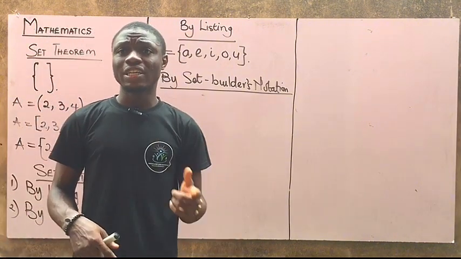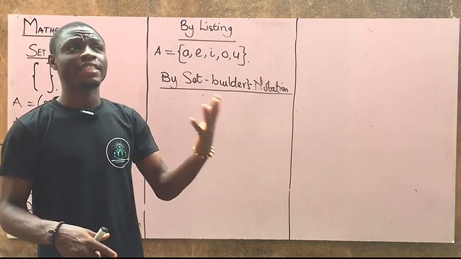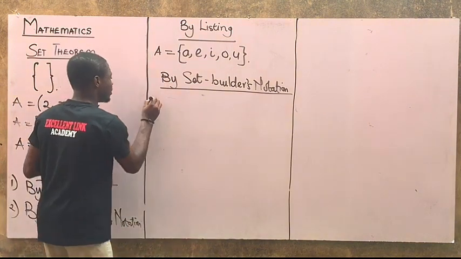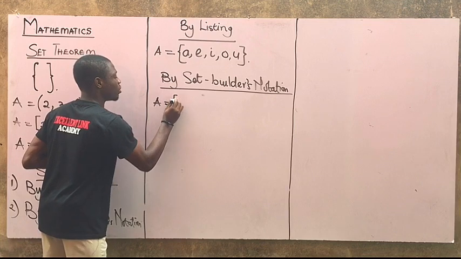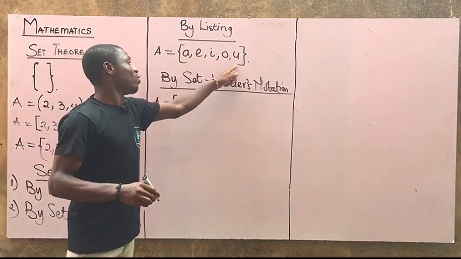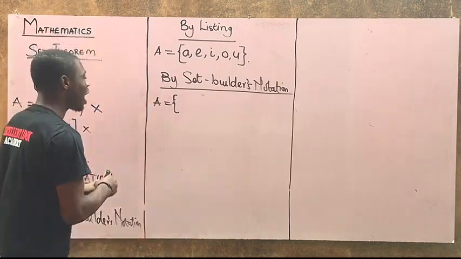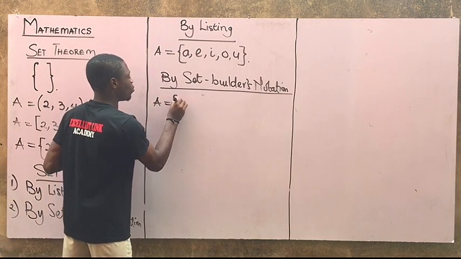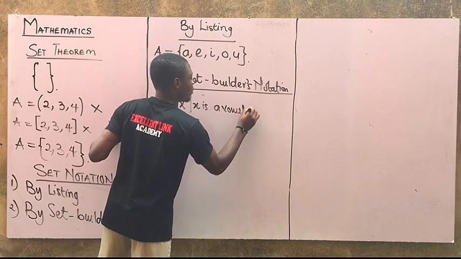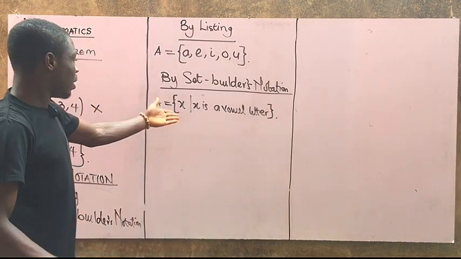By set builder's notation, it is written as follows. If I'm given a set A of all vowel letters, how do you write it in set builder's notation? A, E, I, O, U is by listing. By set builder's, you are describing the set. So how do you describe it? You say set A is equal to X, such that X is a vowel letter. That's all. So this is set builder's notation.